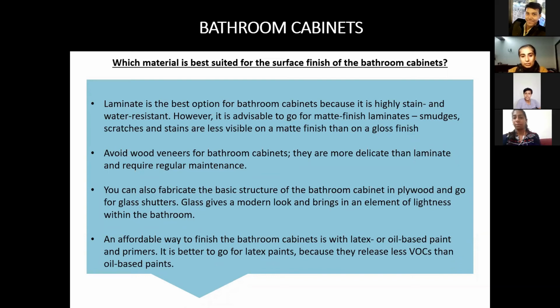You can also fabricate the basic structure of the bathroom cabinet in plywood and go for glass shutters. Glass gives a modern look and brings an element of lightness within the bathroom. An affordable way to finish the bathroom cabinets is with latex or some oil-based paints and primers. It is better to go for latex paints because they have far fewer VOCs than oil-based paints.